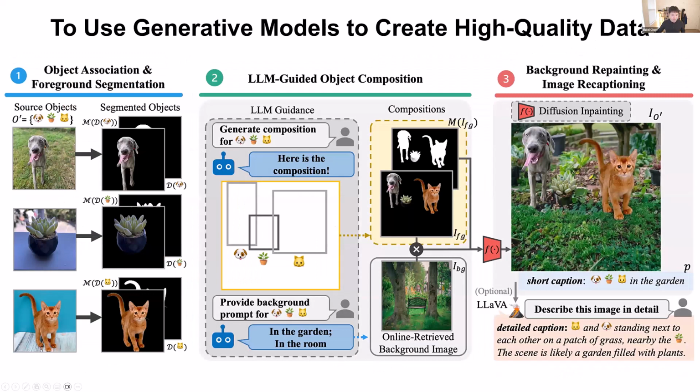So when you have this dog, this plant, and this cat, you send this into the language model and use the language model, tuned through the API, to find a reasonable background for these objects to co-occur. So when you have a dog and a cat and a plant, what would be a reasonable background for them to appear together? The language model is going to give you a proposal, and then you can use that proposal to either do a retrieval or use your generative model to synthesize that background.